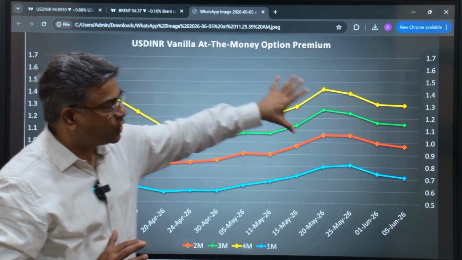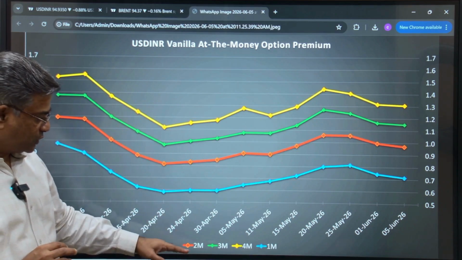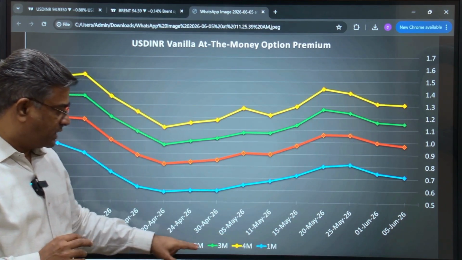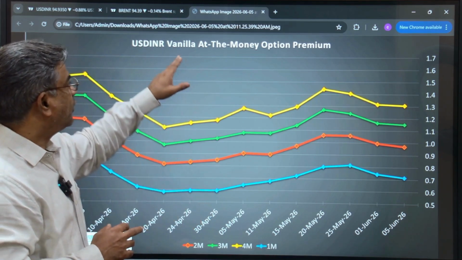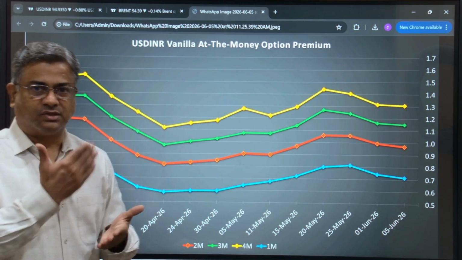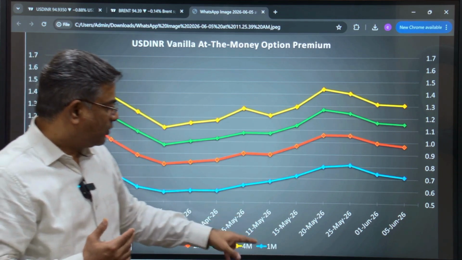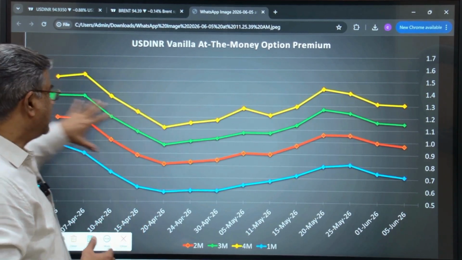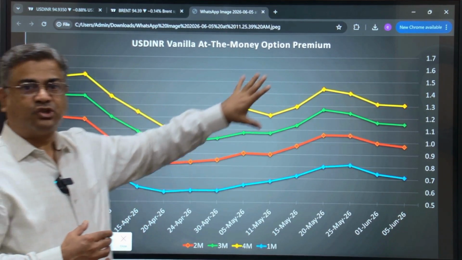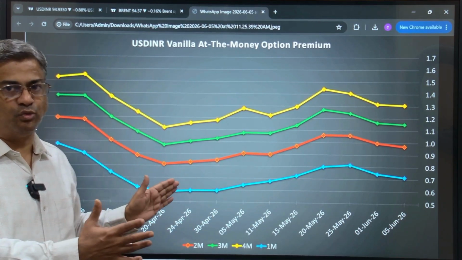But if you look at the option premiums, this is a simple chart which shows the 1 month, 2 month, 3 month and 4 month vanilla option premium cost for at the money options. So your strike prices are equal to the forward rate. If I take a 1 month option, if I take a 2 month option, what would be the cost? And this is the trajectory that shows how the option premiums have changed in the last 1.5 to 2 months.